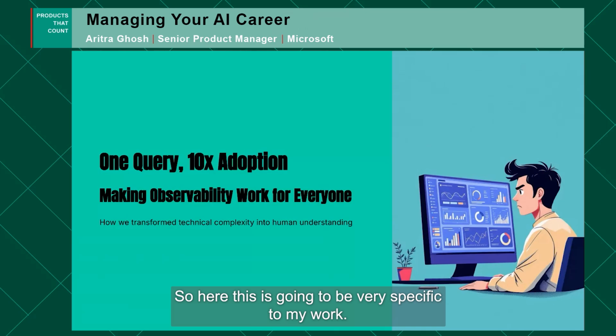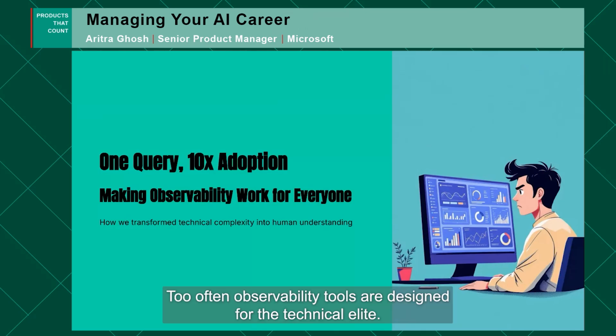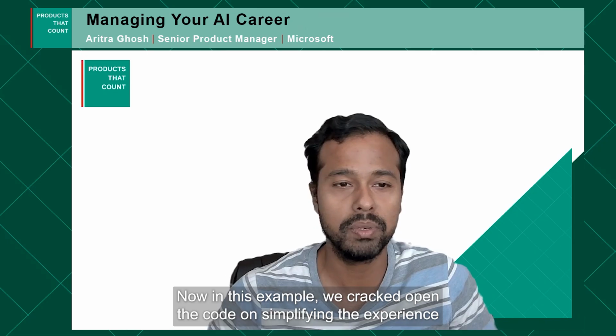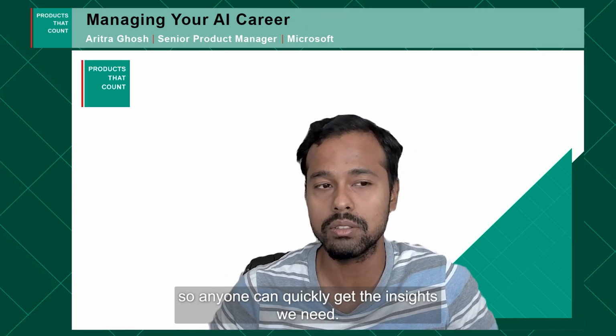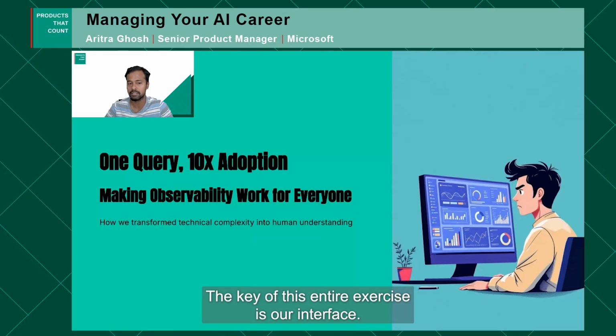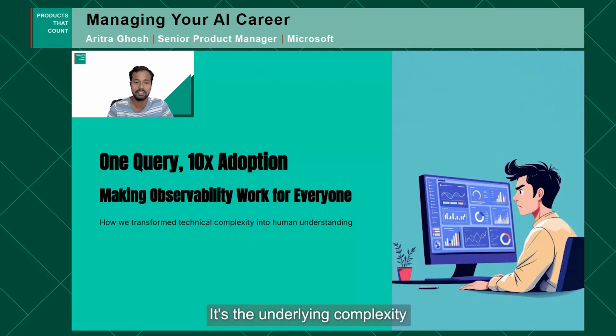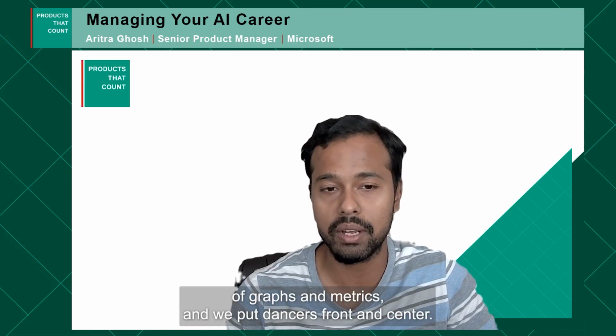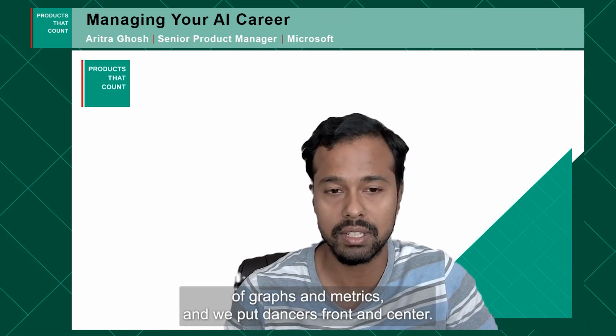So here, this is going to be very specific to my work. Too often, observability tools are designed for the technical elite, which leaves the majority of the team in the dark. Now, in this example, we cracked open the code on simplifying the experience so anyone can quickly get the insights we need. The key of this entire exercise is our interface hides the underlying complexity and only surfaces the most important information at a glance. You don't get lost in a sea of graphs and metrics, and we put the answers front and center.